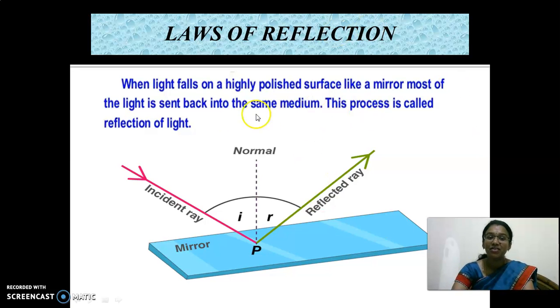Look here. When light falls on a highly polished surface like a mirror, most of the light is sent back into the same medium. I told you we have different kinds of medium, children: solid medium, liquid medium and water medium. I gave you one example also, like the pencil put inside a cup of water, which seems to be bent because the mediums are different.